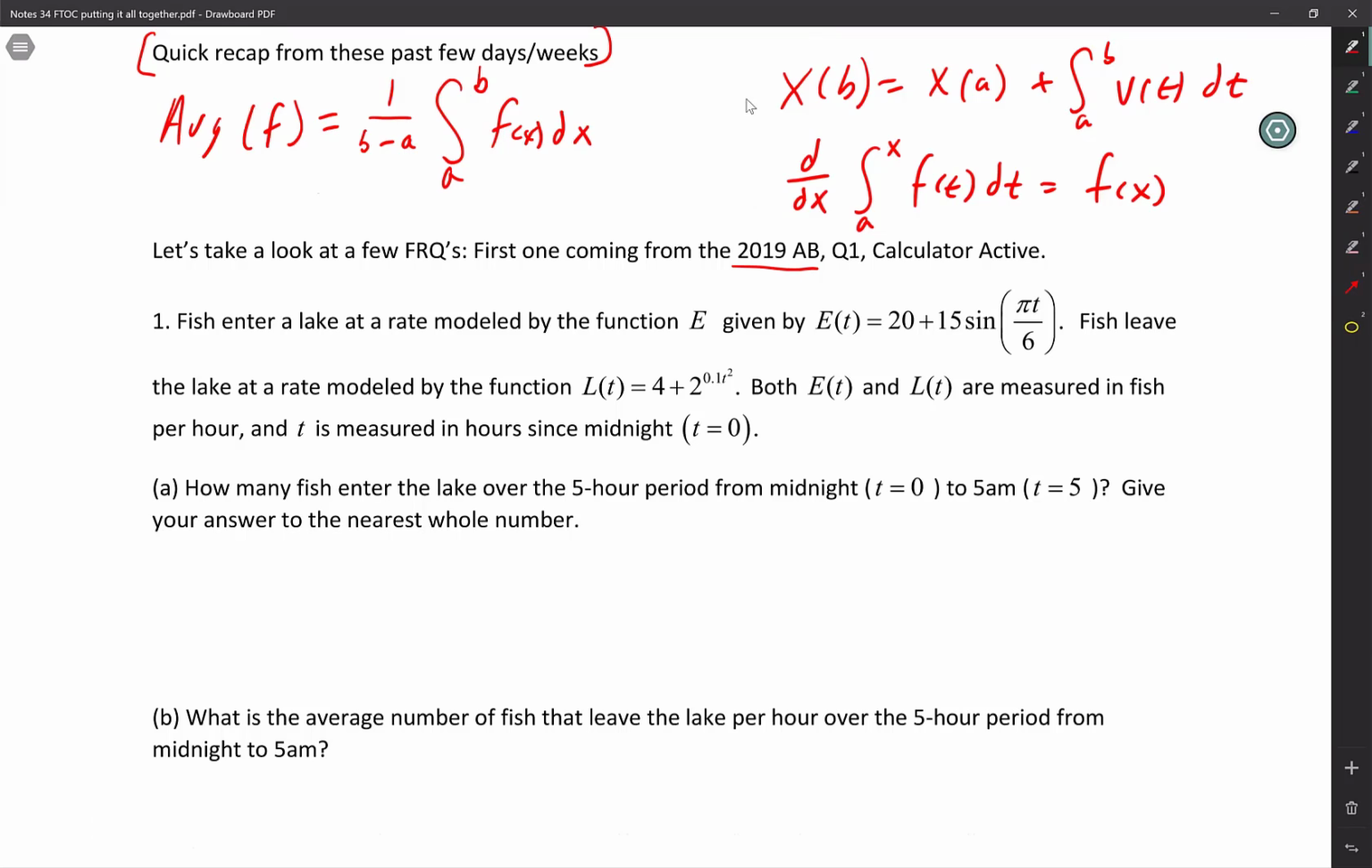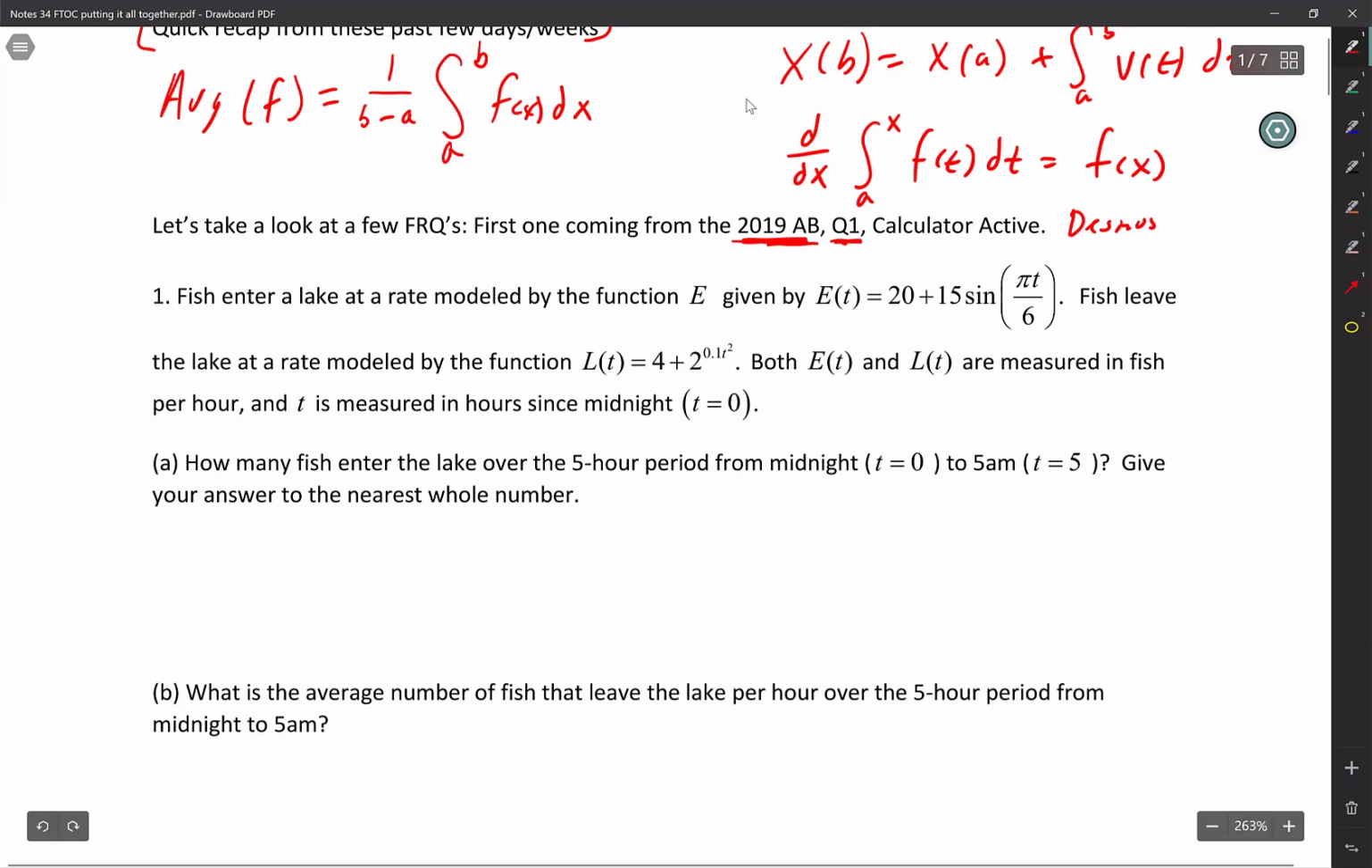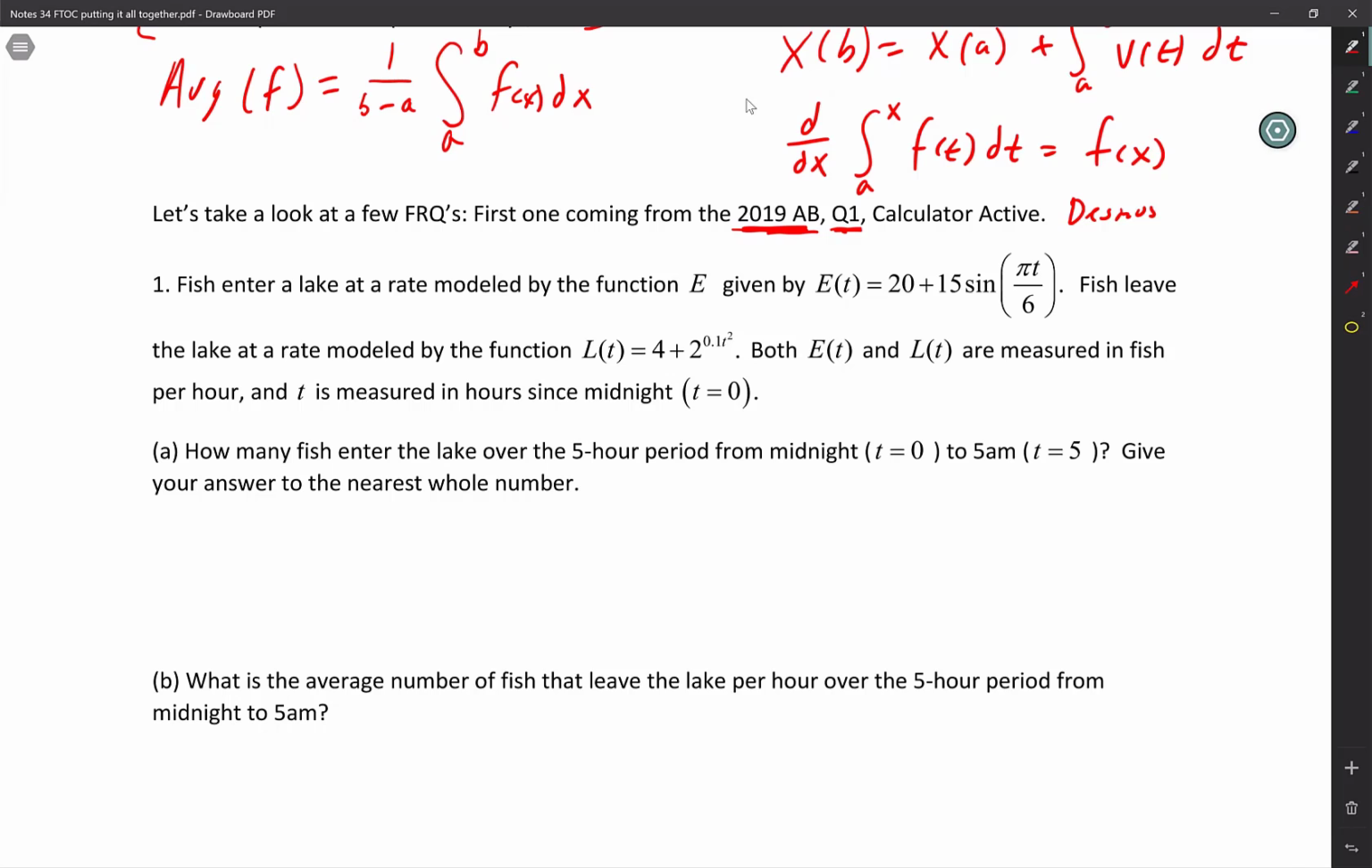So here we go. We got the first one. This one's coming from the 2019 AP exam, which was the last full administration. This is a calculator active question, so that means you can use a calculator. I'm going to be using Desmos, and Desmos is limited to what it can do. So I prefer that you use a calculator. I am going to get a license for a TI-84 emulator on this laptop today, so by tomorrow, I should be able to use that.